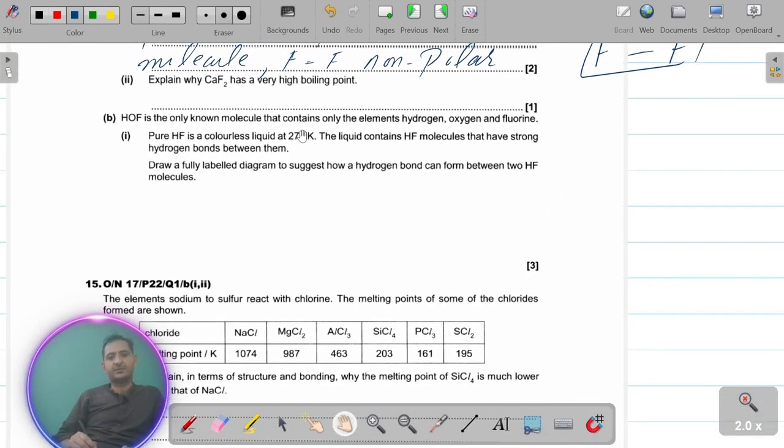HOF is the only known molecule that contains only three elements: hydrogen, oxygen and fluorine. Pure HF is a colorless liquid. The liquid contains HF molecules having strong hydrogen bonds. Draw a fully labeled diagram to suggest how a hydrogen bond can form between two HF molecules. We have hydrogen fluoride, H and F, and there are lone pairs of electrons on fluorine. These lone pairs of fluorine are attracted towards the neighboring partial positive hydrogen. This is hydrogen bonding.